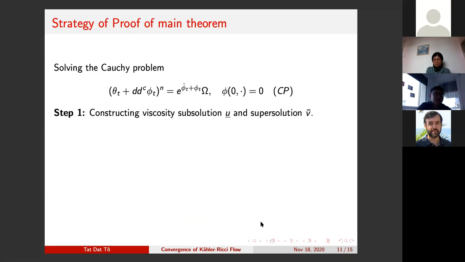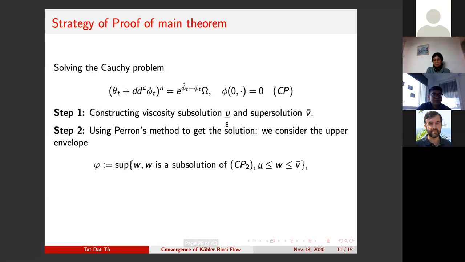Now we come to the strategy of our proof for the main theorem, the first result for the existence of viscosity solutions for the Kähler-Ricci flow. We call it the Cauchy problem, the Monge-Ampère equation with initial condition 0, because we have an initial condition here. To show there exists a solution, we need to construct the viscosity subsolution and supersolution.